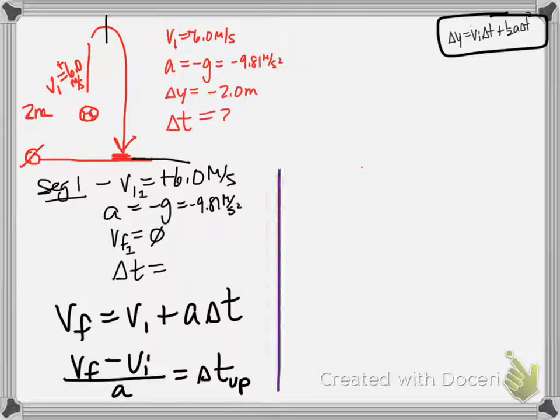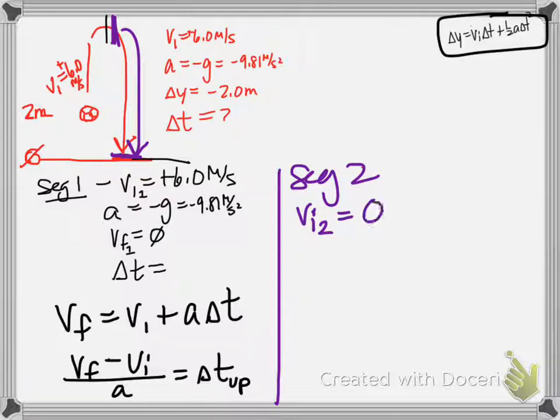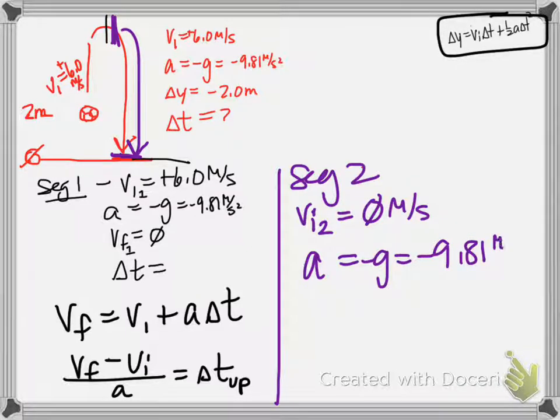So, and I'll switch colors yet again. For segment 2, which is this part of the travel, do we have a VI? Yes. What is it? 0. The final velocity on the first segment is the initial velocity on the second segment. So VI part 2 is 0 meters per second. Do we know the final velocity? Nope. I have no idea how fast that thing's going when it slams into the gym floor mercilessly. Don't care, actually. Do we know how far it falls? No, we don't. Do we know its acceleration? Yes. So we know its acceleration is negative g, negative 9.81 meters per second squared.